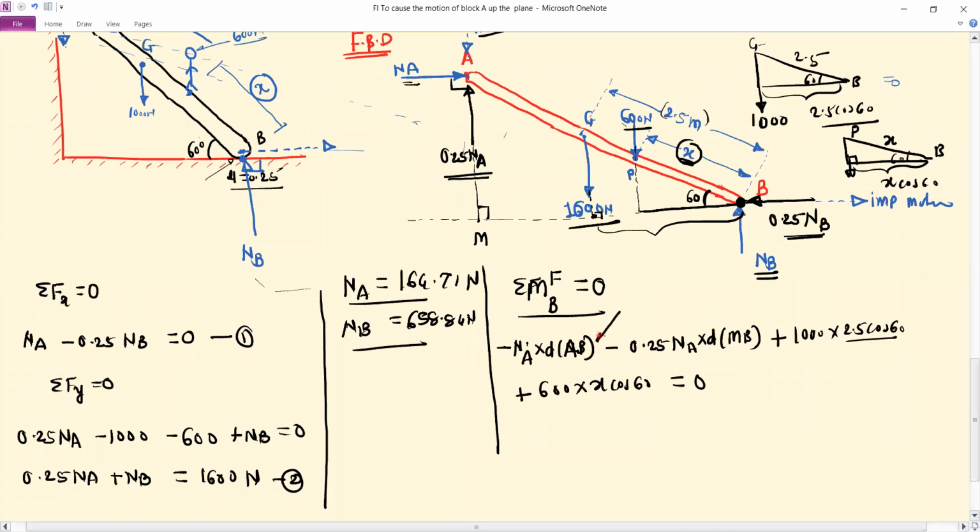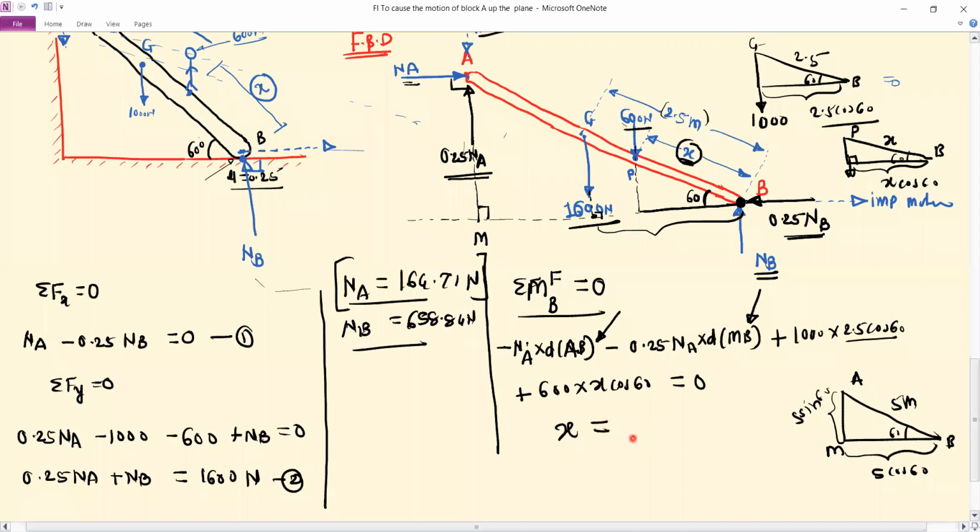Now put the value of this distance AB and distance MB. For that, consider the total right angle triangle AMB. In that triangle AMB, this is M, this is B. Total is 5 meter. This is 60. So this is 5 cos 60, and this is 5 sin 60. Put these values in this equation and get the value of distance x. NA we have already calculated. Put this value in this equation, and then you will get the x value.